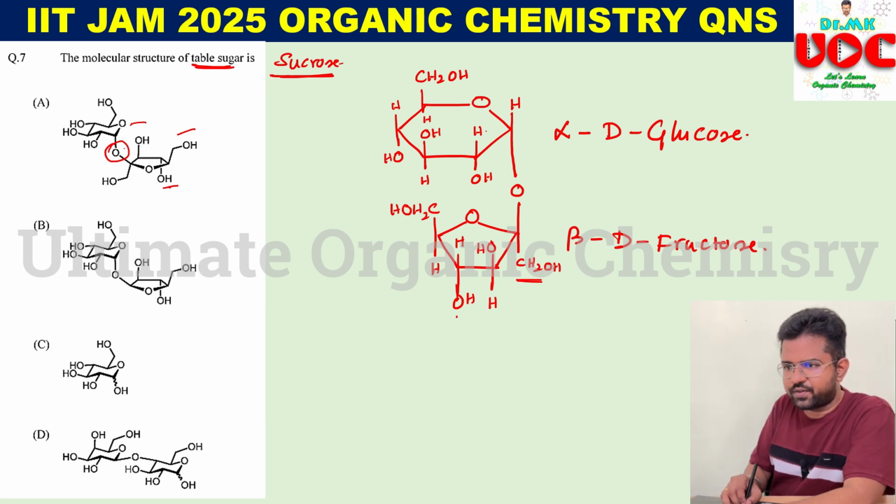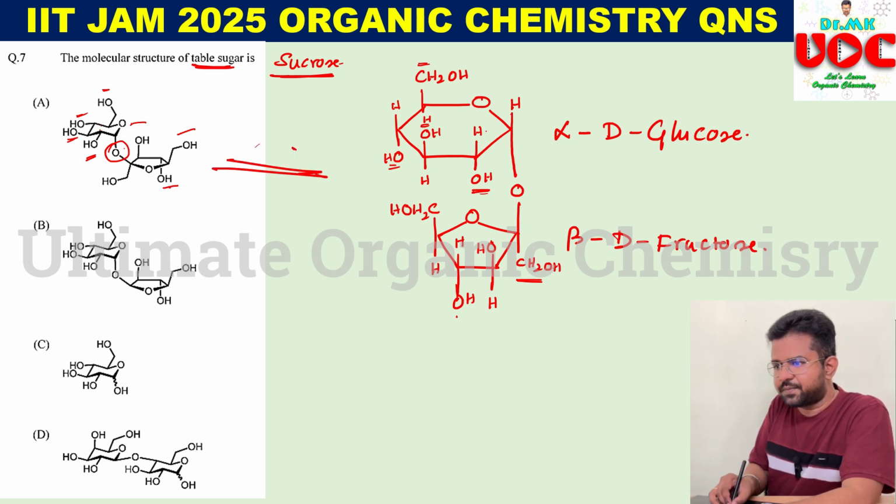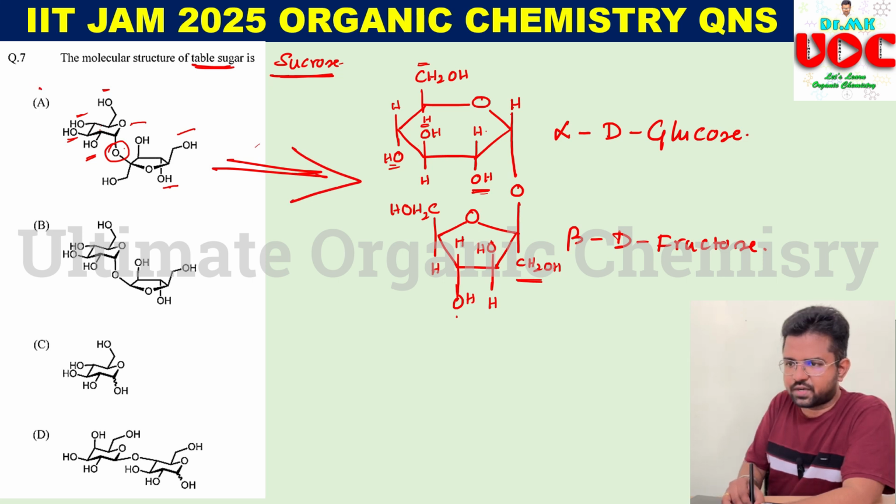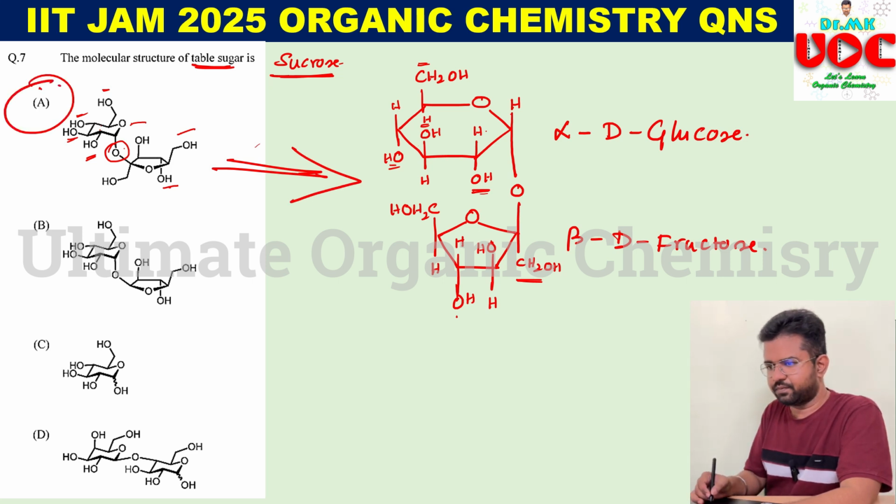Next, in the alpha D glucose case, you can look here: OH down, OH up, OH down, and CH2OH up. So here this OH is down, this OH is up, this OH is down, and this CH2OH is up. So the first option, A, is matching with this sucrose structure. The right answer is option A.